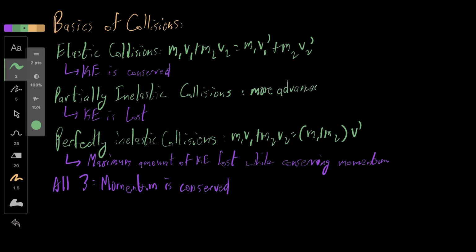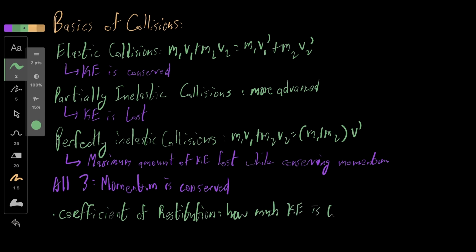Now, for those of you who want to look into it, you can search up something called the coefficient of restitution. Now, this coefficient of restitution kind of determines how much kinetic energy is lost. Now, if you look at those formulas, you'll realize that if this coefficient is equal to 1, it just condenses to perfectly elastic. And if it's equal to 0, it'll be perfectly inelastic.